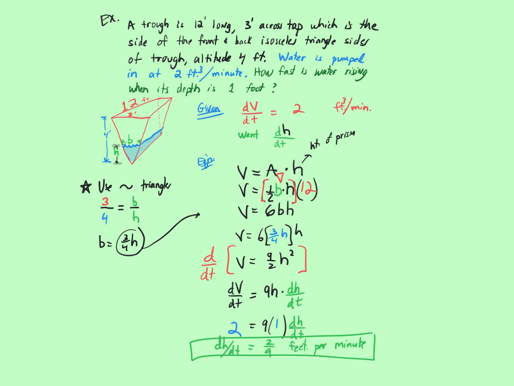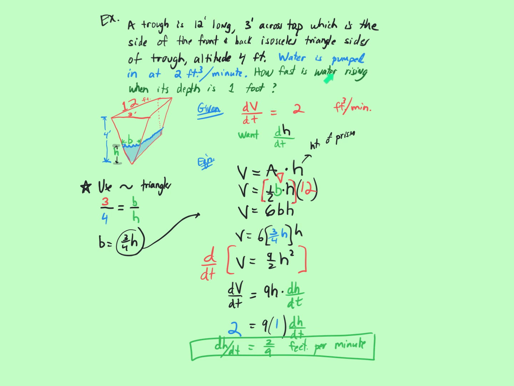So in that last example, we needed to use a trig ratio. In this example, we're going to have to use something else, but still geometry related. All right, we have this triangular prism trough. We label its length of 12 feet, the 3 feet width of that triangular side, the 4 foot altitude of that isosceles triangle, and the 2 cubic feet per minute is how the volume is changing.